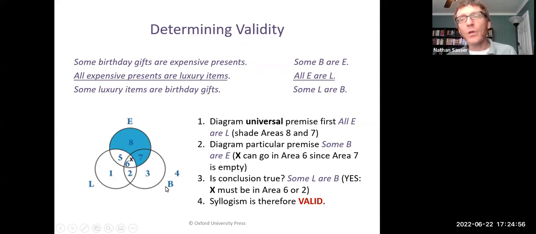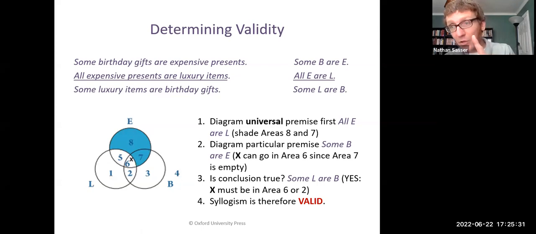Now, that means we want to use an X, and we want to put it in the area where the B's, the birthday presents, and the E's, the expensive gifts, overlap. They overlap in areas 6 and 7. Now, typically, we would put the X on the line between 6 and 7, because that premise by itself doesn't tell us whether the items we're talking about are in one side or the other. So in your mind for a second, keep this X on the 6 and 7 border.